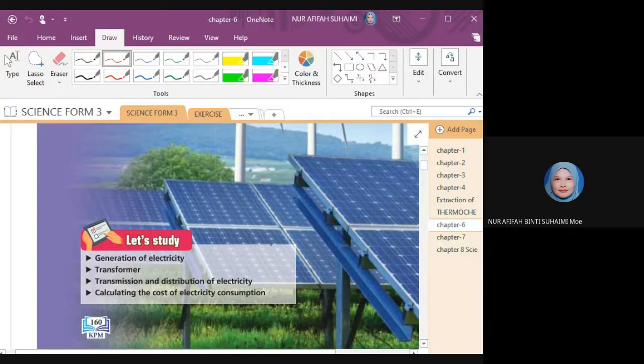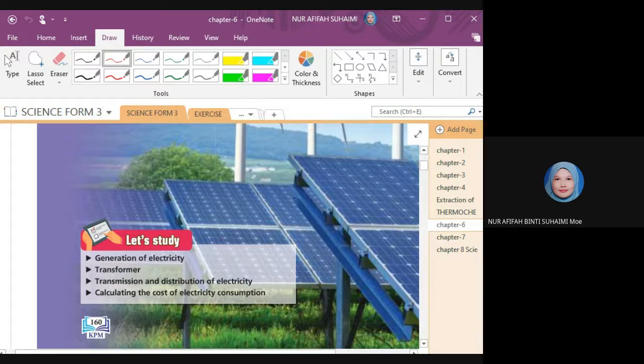Okay, chapter 6. We have 4 subtopics. Okay, 4 small units: generation of electricity, transformer, transmission and distribution of electricity, calculating the cost of electricity consumption. Ini semua kita dah belajar. Saya dah ajar dah.